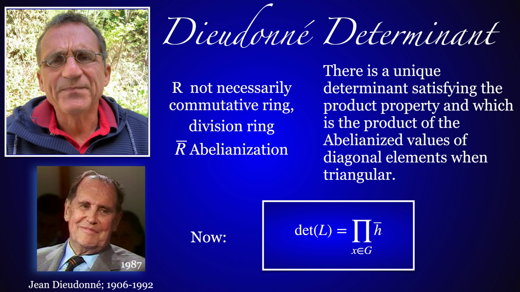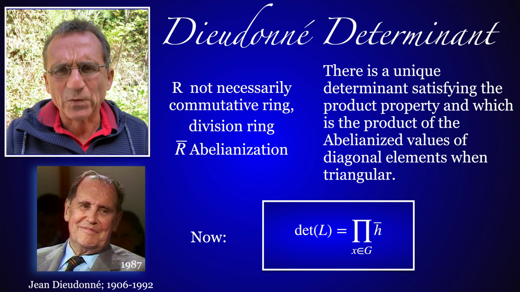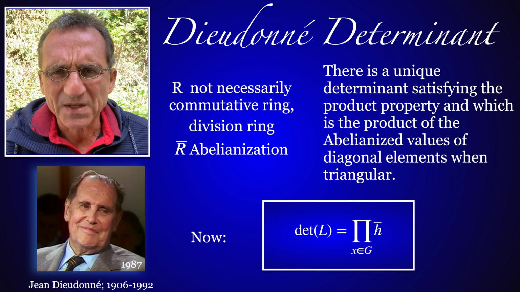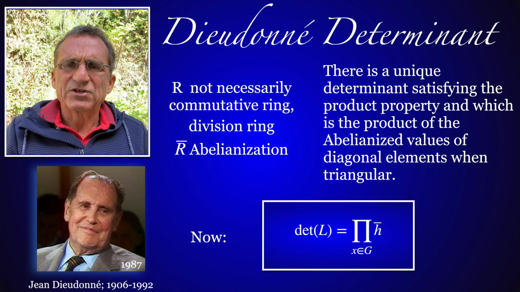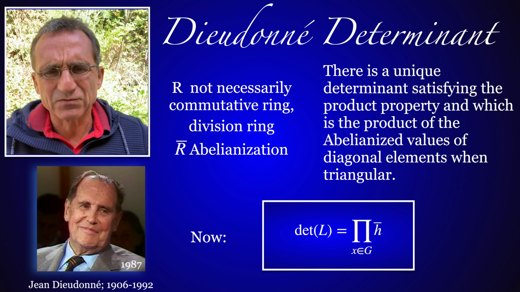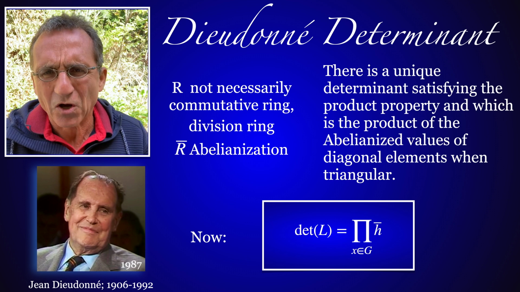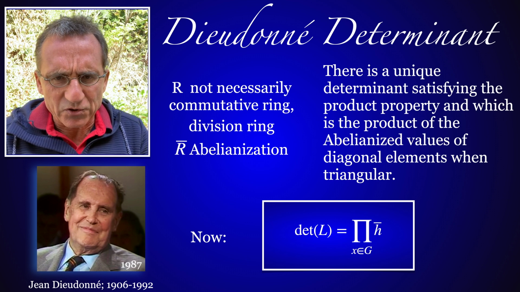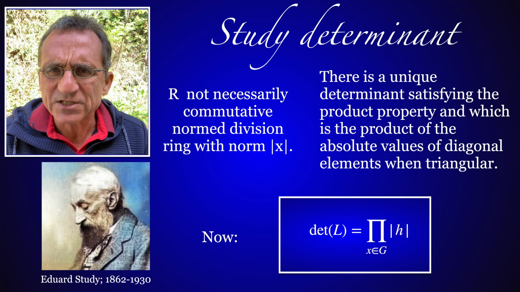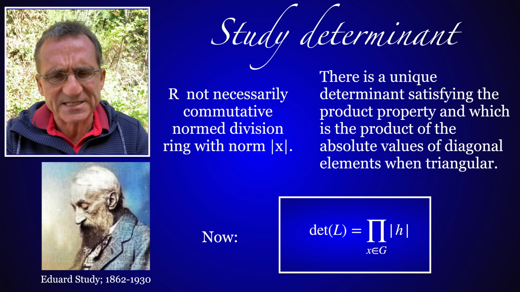Now for the determinant, in the non-commutative case, one cannot take the Leibniz determinant because Cauchy-Binet doesn't work. So one has to generalize that, and Dieudonné has produced a beautiful determinant here, which is in the commutative case the same thing, but in the non-commutative case this uses the abelianization of the ring. So this is a non-commutative ring notion, but that holds here for the determinant. The Study determinant is maybe more accessible because we just take the norm. We don't have to worry about abelianization.